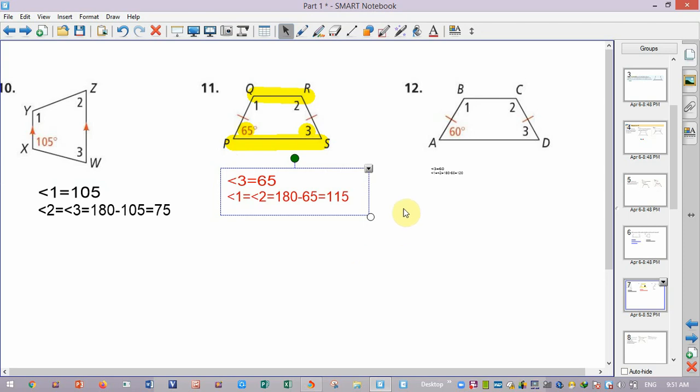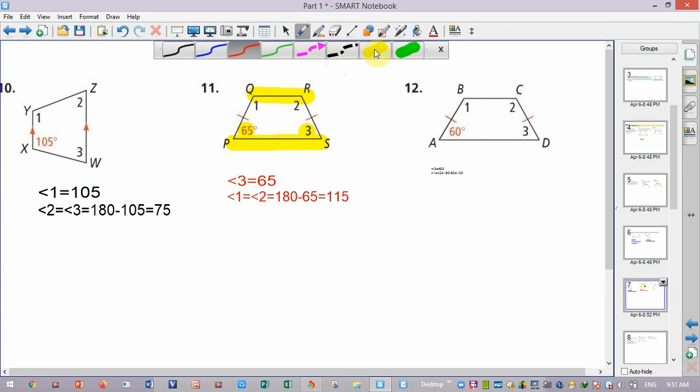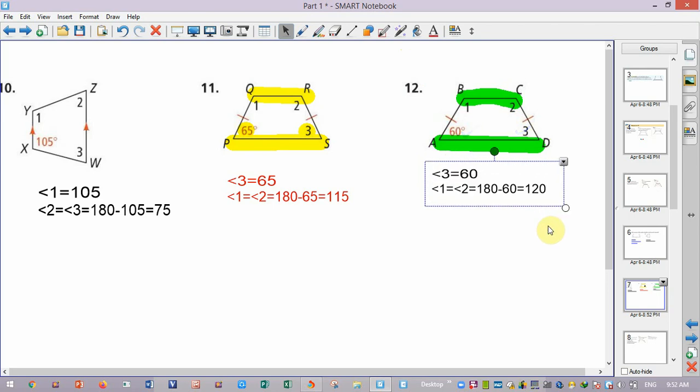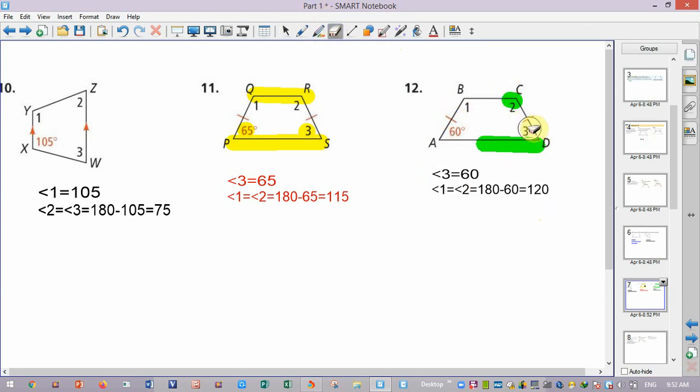Number 12. The base angles, the parallel bases BC and AD. Then angle 3 equals the angle of measure 60. Then angle 3 equals 60, and 1 equals 2, each one is 180 minus 60. Okay, I think it's so easy.